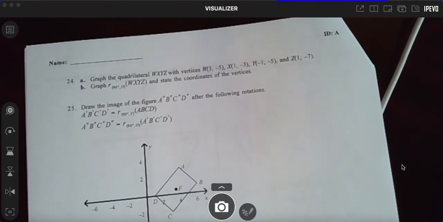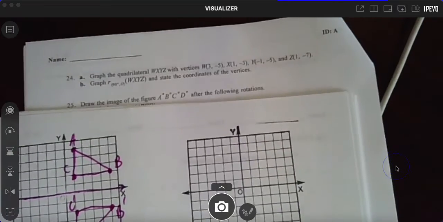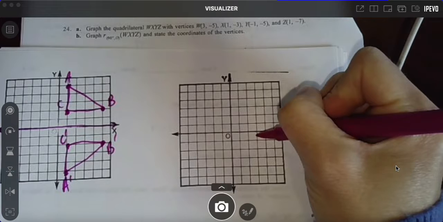Okay. Number 24, we have to graph and then graph our rotation. So let me do a little graph stamp real quick. So the first thing I'm going to do is graph those points. I have 3, negative 5.